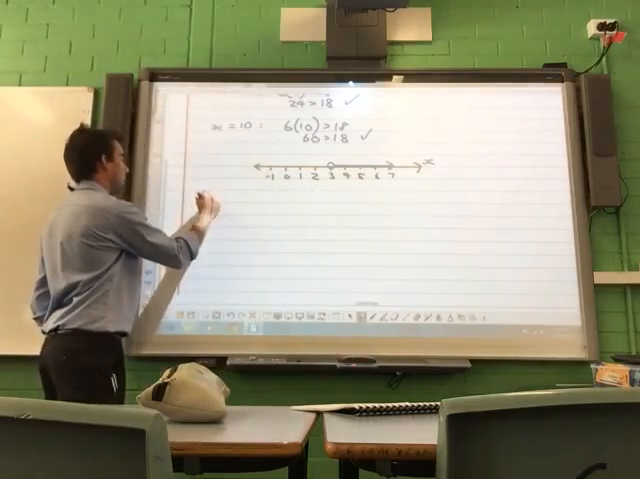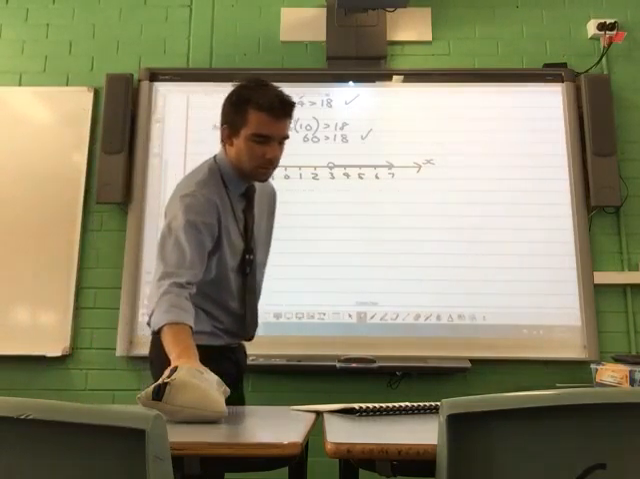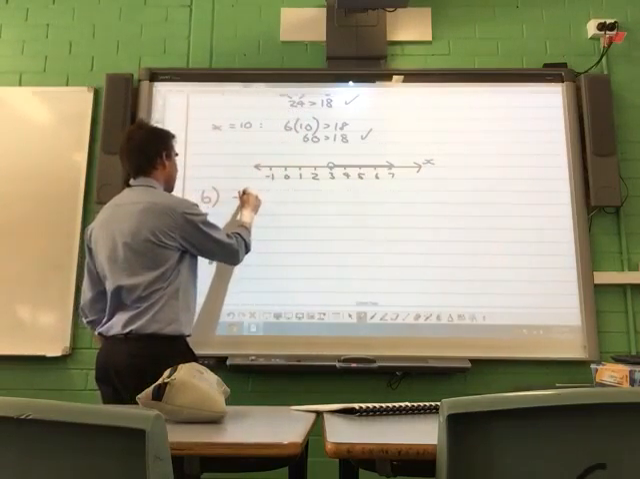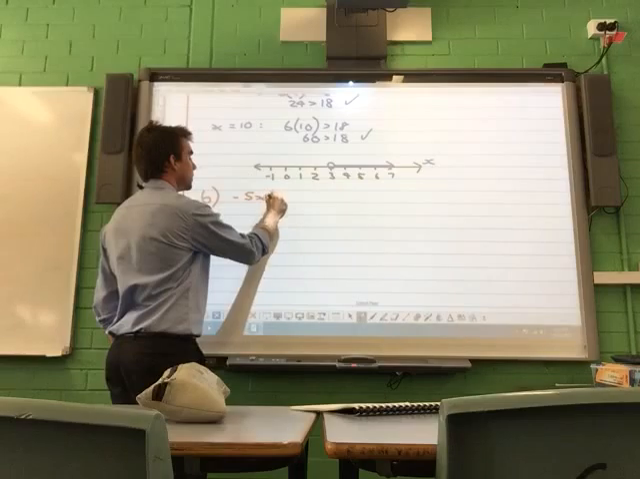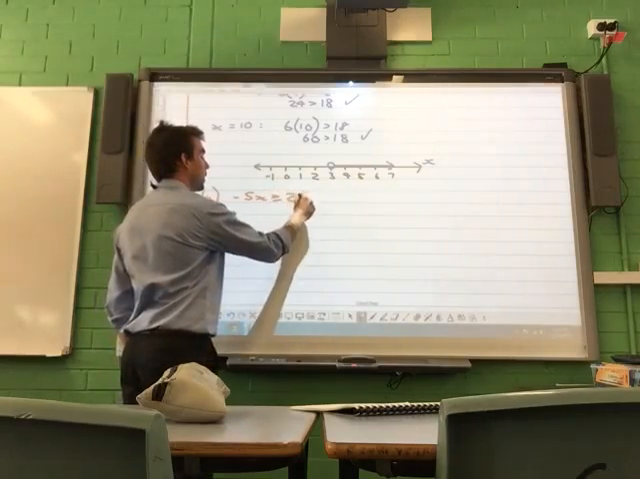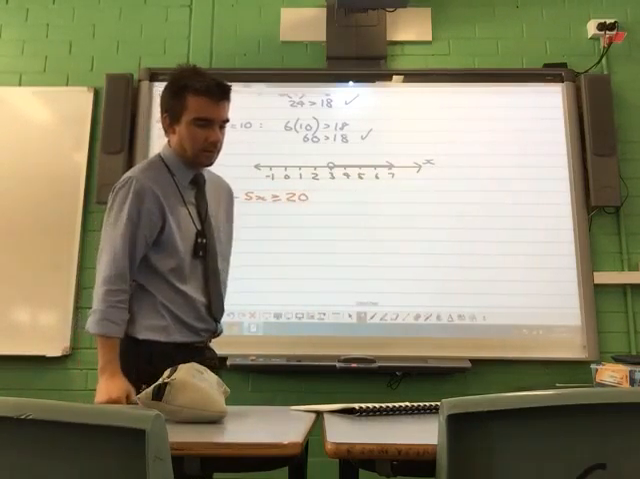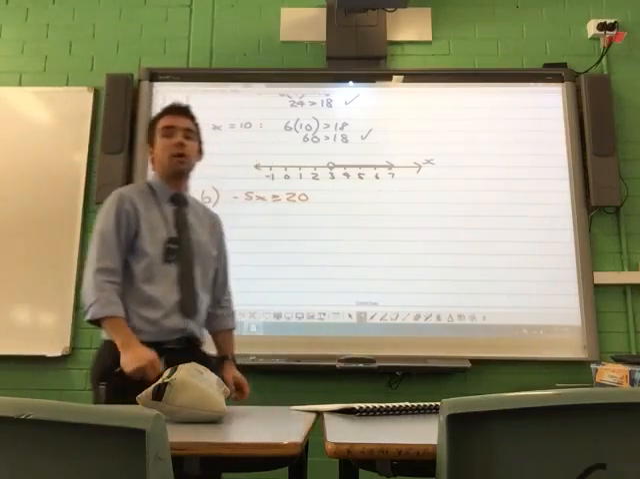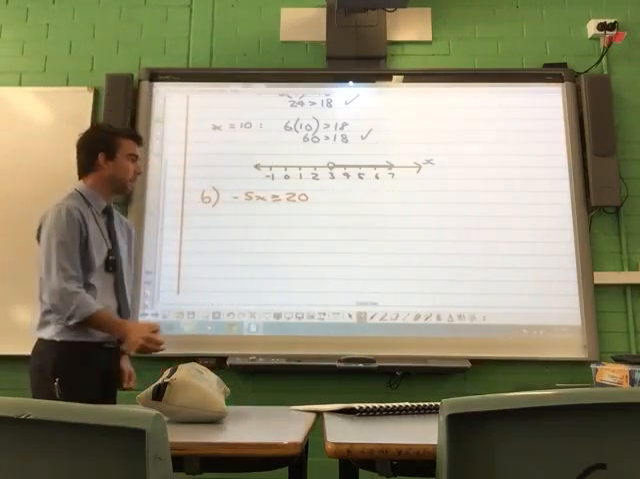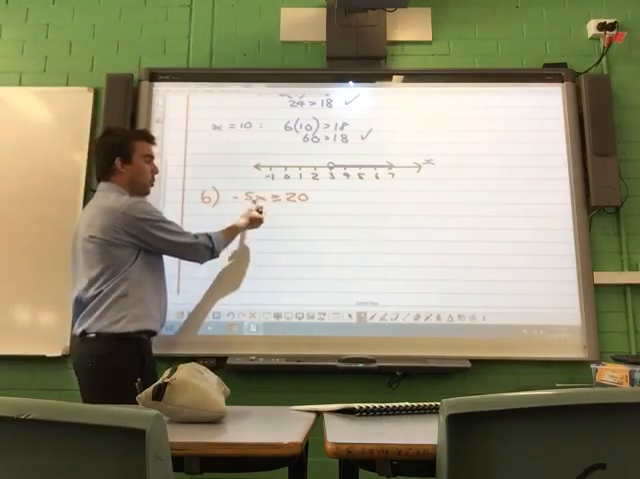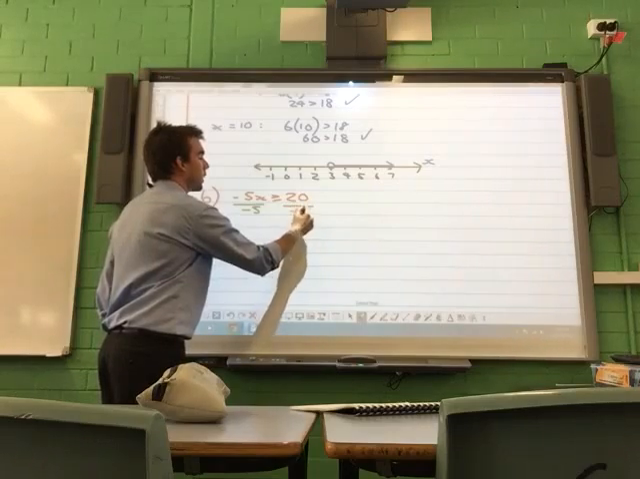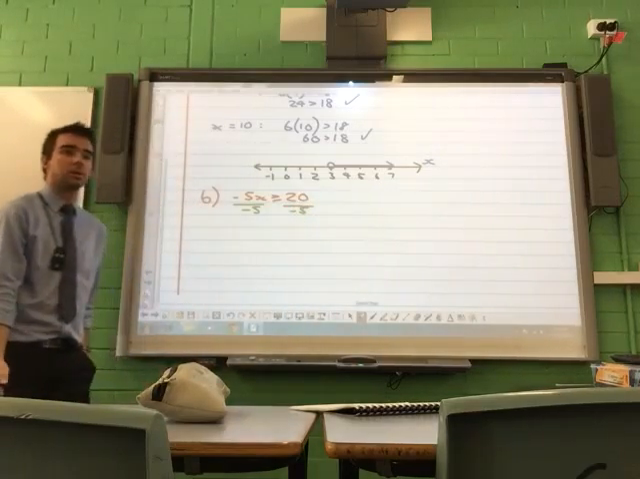Right, B. Negative 5x is greater than or equal to 20. Right, so we solve the same as an equation. So I am multiplying x by -5, so I do the opposite to multiplying by -5 on both sides of the inequality sign.